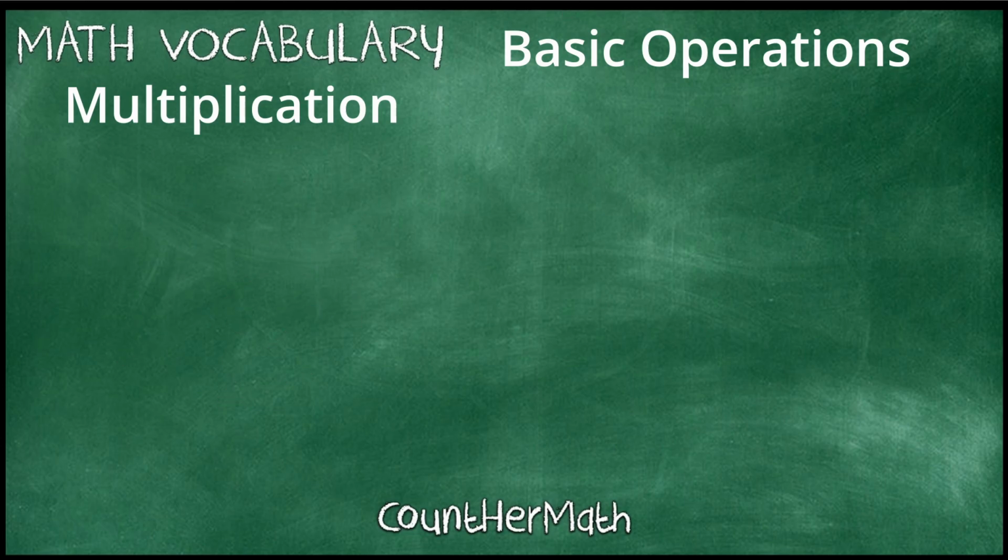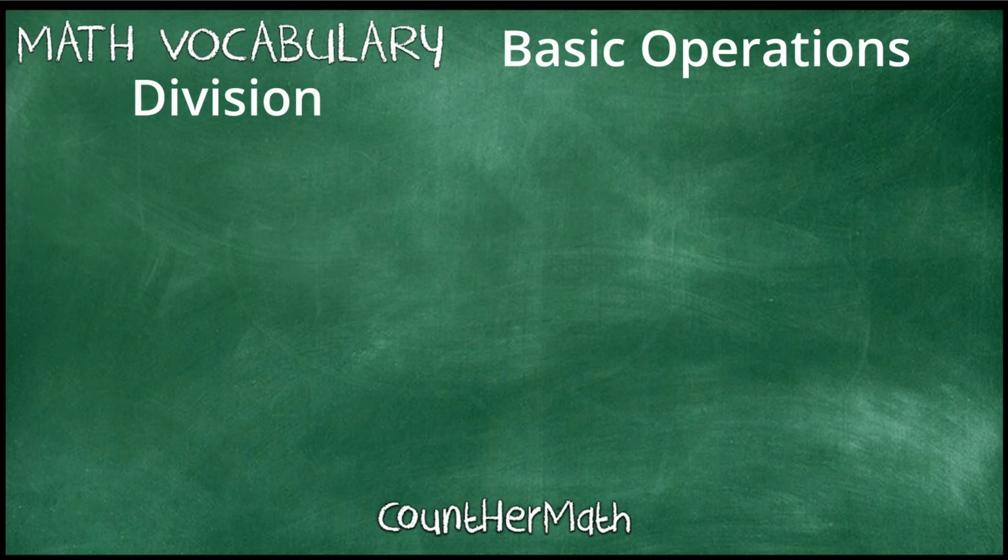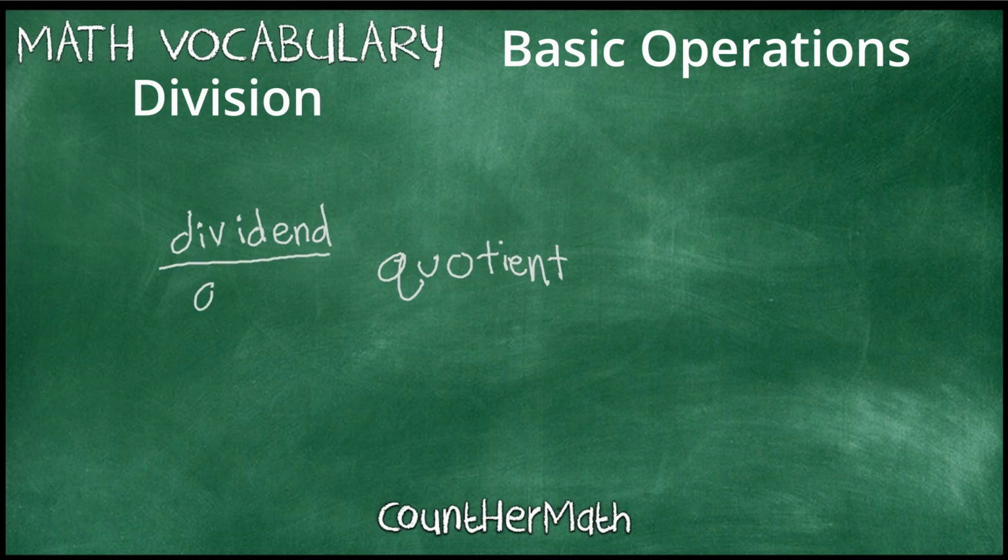The last of the operations is division. Division has more unique vocabulary than the other operations, starting with the result from division, which is called the quotient. The number being divided is the dividend. The number that actually divides the dividend is the divisor. So the dividend divided by the divisor results in the quotient.